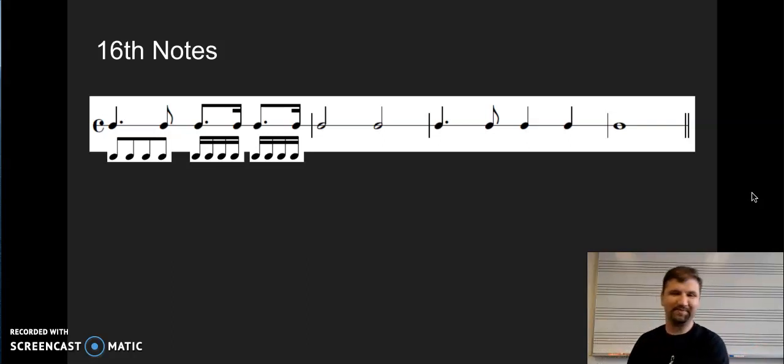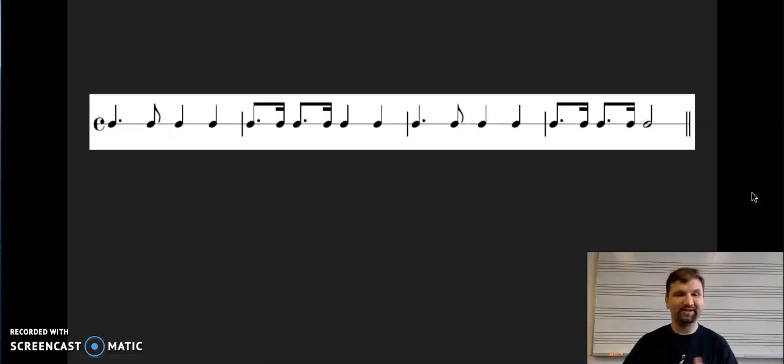Let's look at the next one now. Oh, I forgot to mention, here's a visual of looking at it. 3E and A becomes 3. Look at the next one. So we have another dotted quarter and eighth note. 1 and. And in measure 2, we have 1, 2.